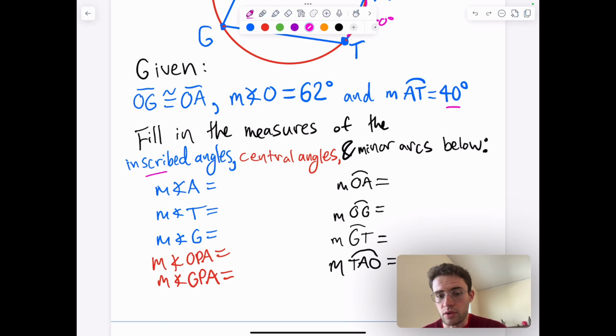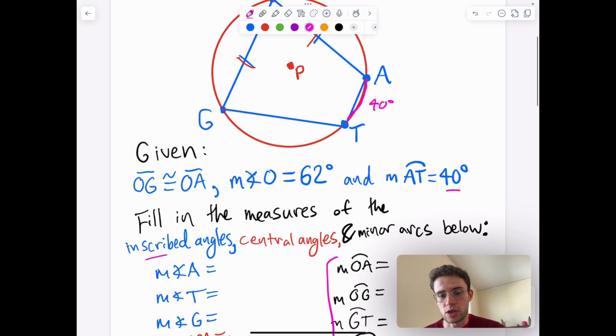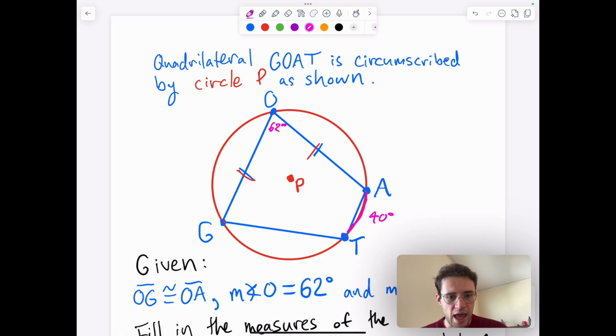Even though the arcs are over on the right side, I would start with those arcs because we already have AT. And because we know that this OG is congruent to this OA, we can extend GA over and make an isosceles triangle. We know it's isosceles because they have two congruent sides, which means that the opposite angles are also going to be congruent. So angle OGA is congruent to angle OAG.